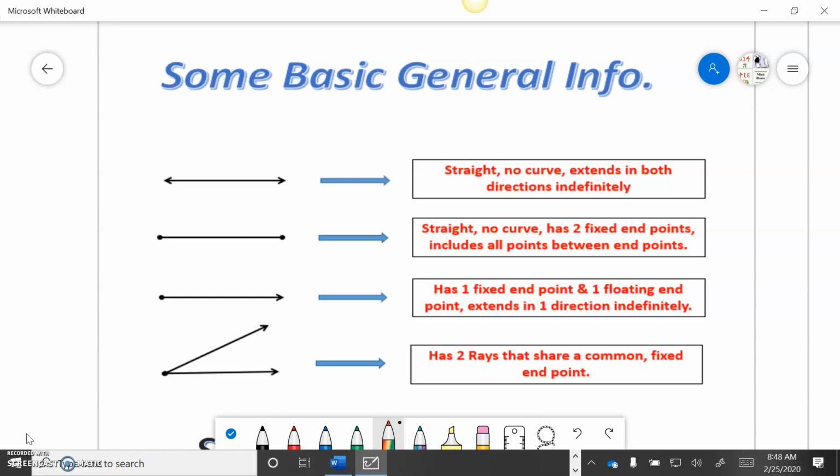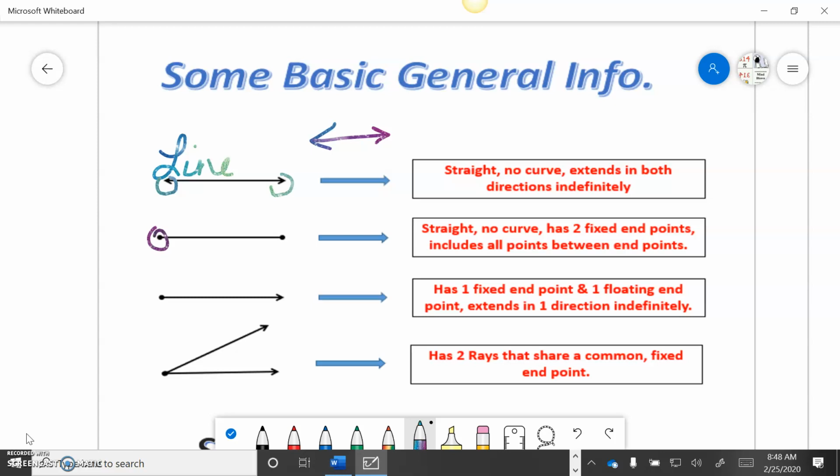So here we are going to start with a line. Now a line, as you can see, goes on in both directions forever. It is straight, no curves. It extends in both directions indefinitely. And the symbol for a line is going to be like this.